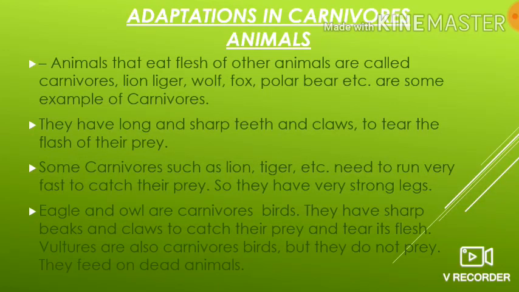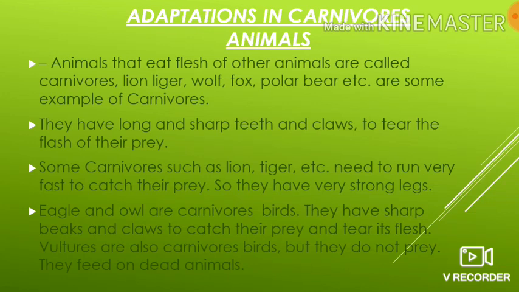Animals that eat the flesh of other animals are called carnivores. Lion, tiger, bull, fox, polar bear, etc. are some examples of carnivorous animals. They have long and sharp teeth and claws to tear the flesh of their prey.